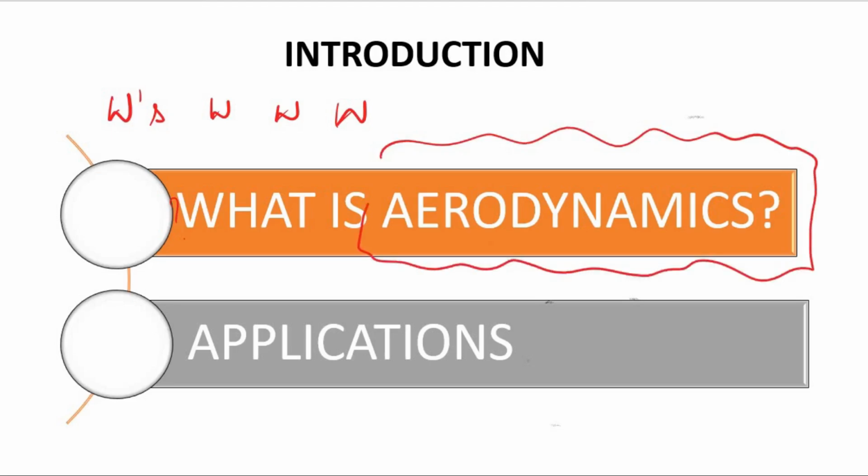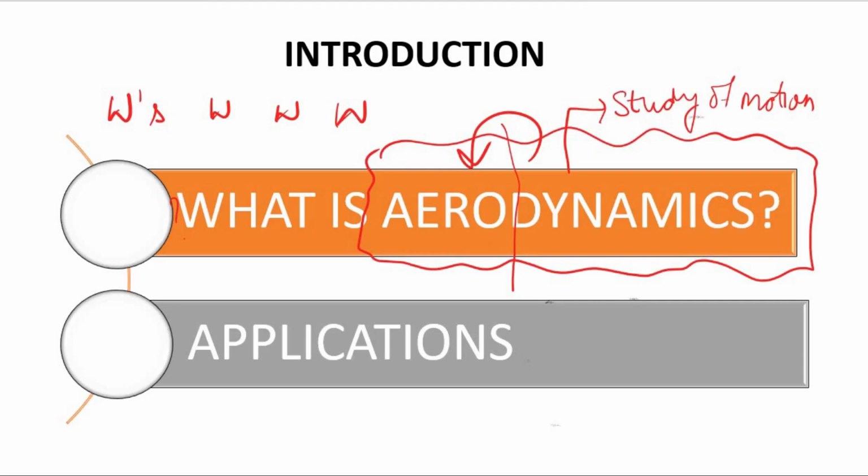the name aerodynamics, which in itself has a meaning. In order to understand what the term aerodynamics means, let us break it into 2 parts. The second part says dynamics, which means study of motion. Now, if I add a prefix to this and call it aero, it becomes aerodynamics, which means study of motion of air. So we are done with the first W.